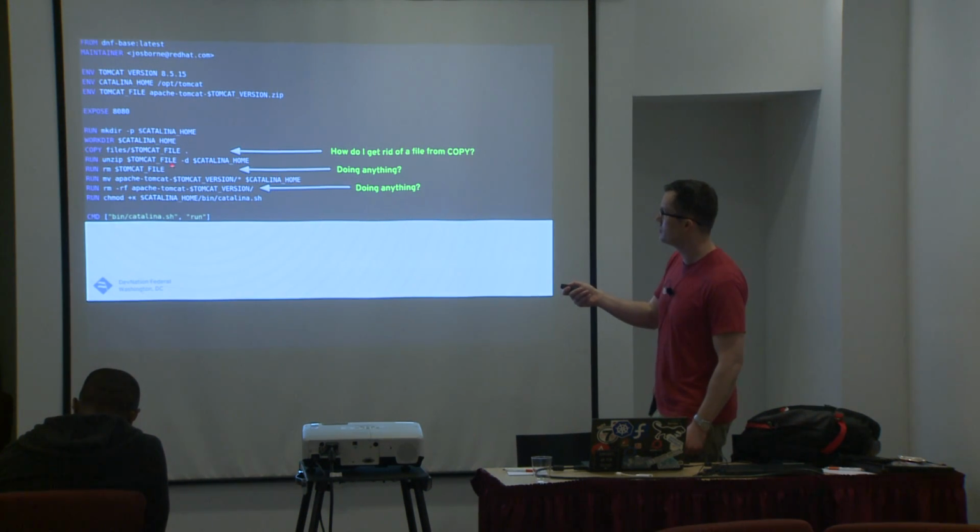How do I get rid of this file? Do you have an idea on this one? Basically all I've done is copy the Apache Tomcat zip file into my container. Then later I'm unzipping it, and then I'm removing the file from the container.